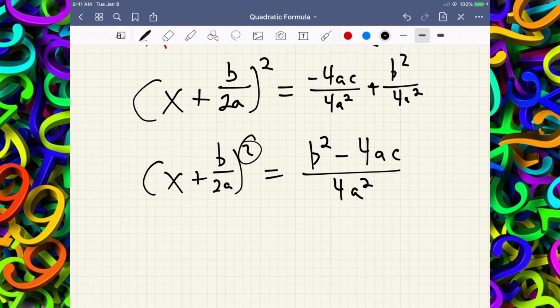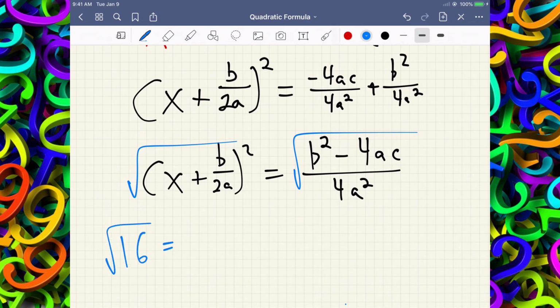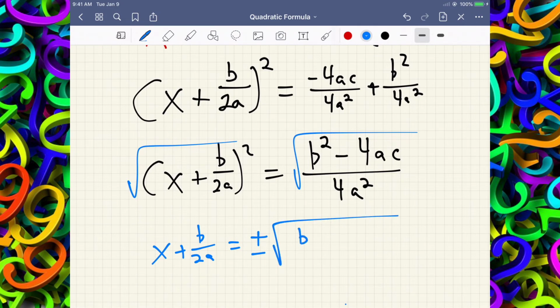So to get rid of this squared on the left-hand side, what we're going to do is take the square root of both sides of our equation. Now I want you to be careful when you do this. Remember that when we take square roots, say the square root of 16, the answer to the square root is a positive and a negative number as well, right? So we got to make sure we do that. So on the left-hand side, we're left with just x plus b over 2a equaling positive and negative the square root of all of that.